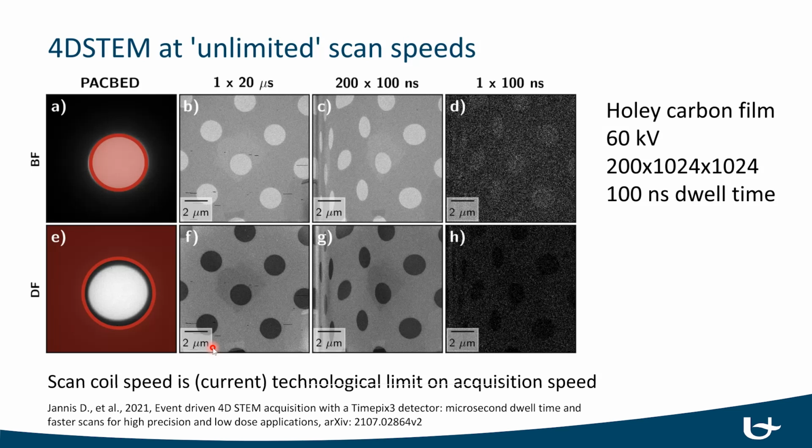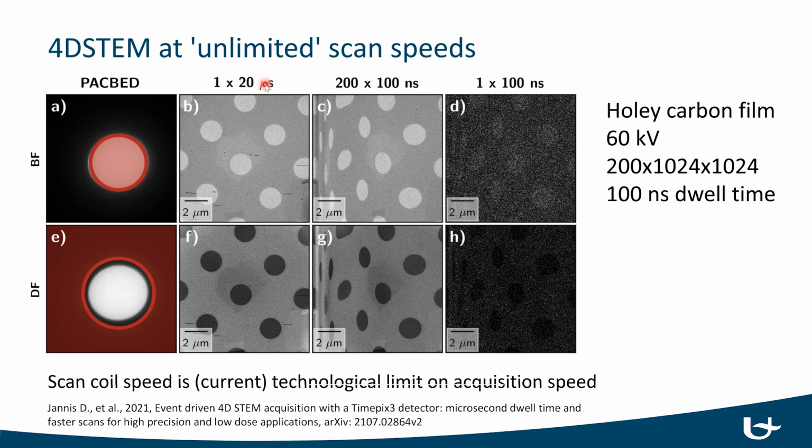So we used a Timepix, a prototype Timepix 3 camera here, which can do event-based, and we compare an image, a 4D STEM data set recorded at 20 microsecond dwell time here. And we can reconstruct basically an image. We can look at the diffraction pattern, the average diffraction pattern for the whole thing. And we can do a 20 microsecond scan, fairly slow. But we can do the same thing.